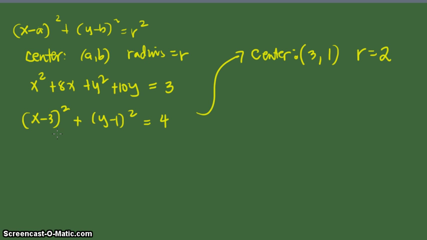Okay, let's explore. Suppose I decided to expand the (x - 3)^2 and the (y - 1)^2. So this will become x^2 - 6x + 9.